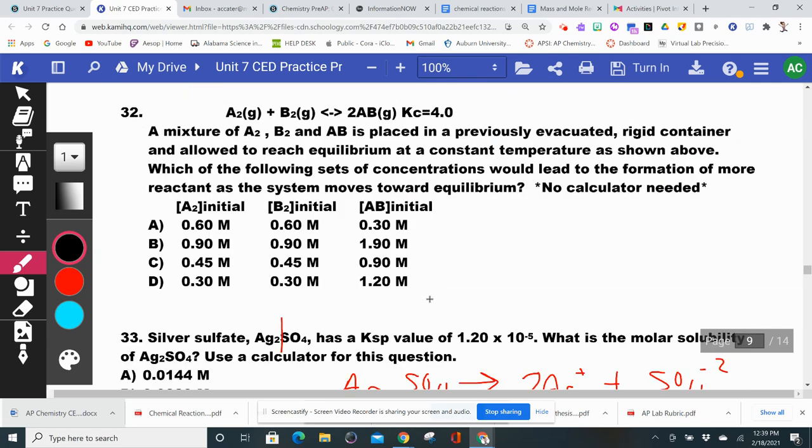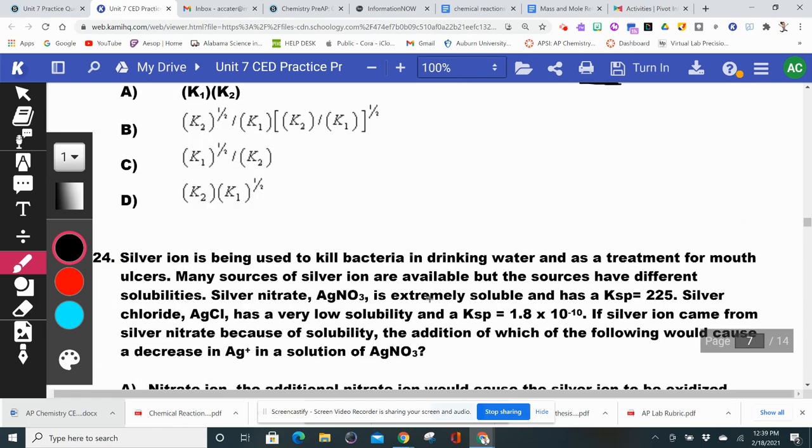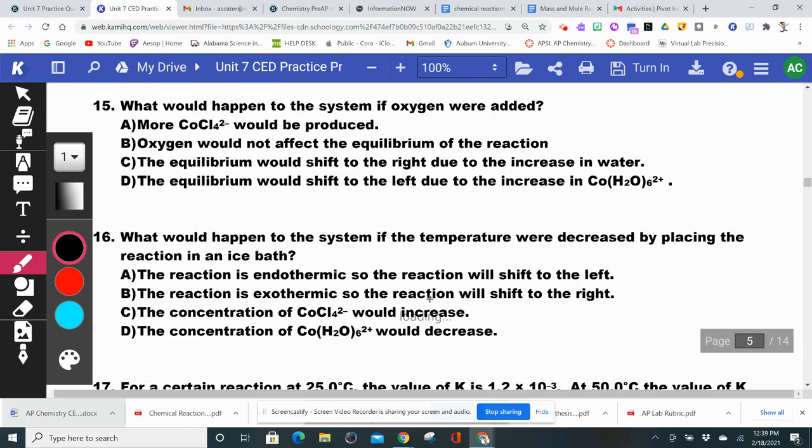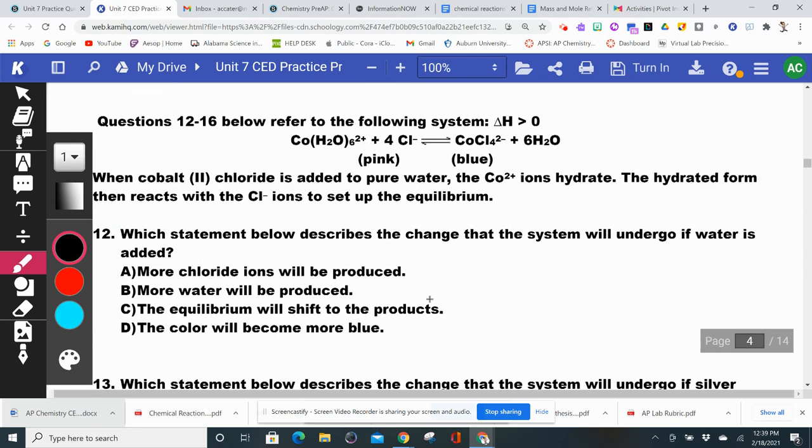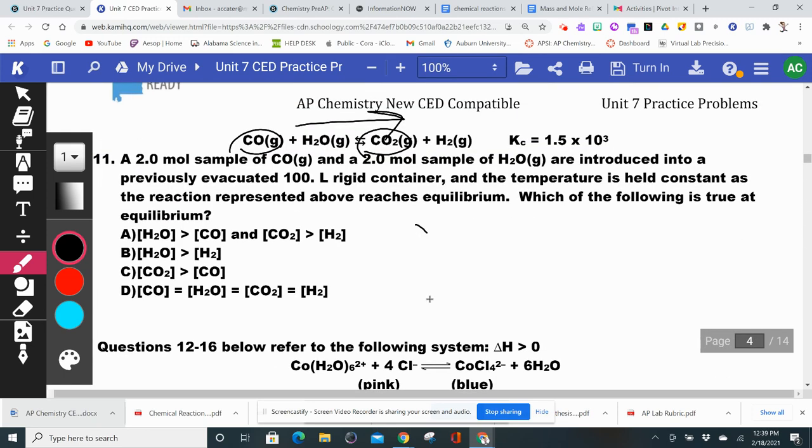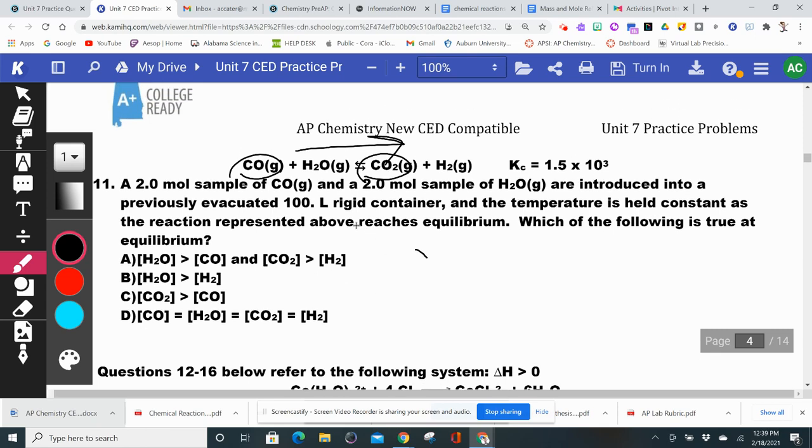Well, it says it's difficult to tell from that. The problem says that CO and H2O are added to the reactant side, so wouldn't that form more products because they were expressed on that side? The 2 mole samples are introduced. Container temperature is held constant as the reaction proceeds.